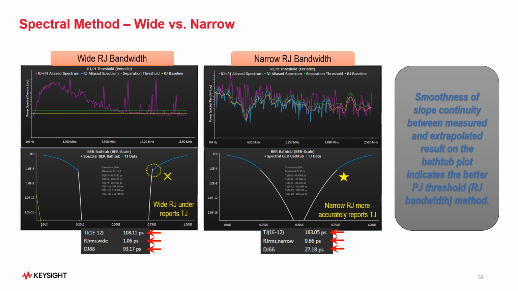If one looks at the right-hand side, where the jitter decomposition is set to narrow, one has a smooth transition from the measured to the extrapolation. So the right side is the narrow RJ configuration, which is more accurately reporting the actual TJ than the left side, which is under-reporting the TJ. So this is a very important graph, and a lot of designers use it a lot.